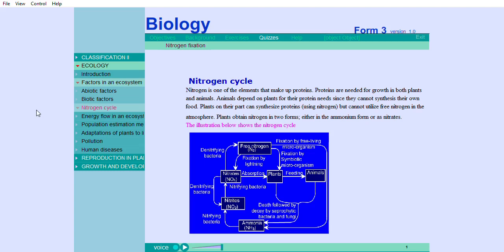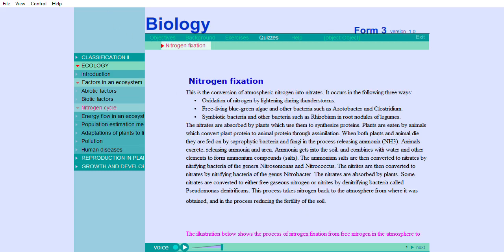The illustration below shows the nitrogen cycle. Nitrogen fixation. This is the conversion of atmospheric nitrogen into nitrates. It occurs in the following three ways: oxidation of nitrogen by lightning during thunderstorms, free-living blue-green algae and other bacteria such as Azotobacter and Clostridium, and symbiotic bacteria such as Rhizobium in root nodules of legumes.